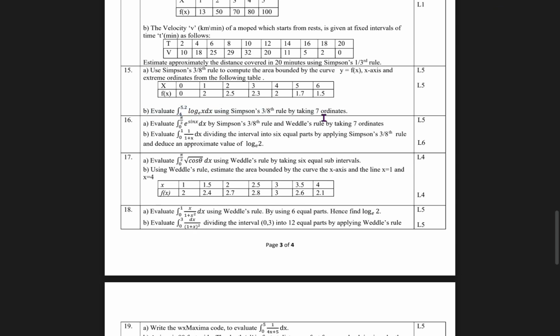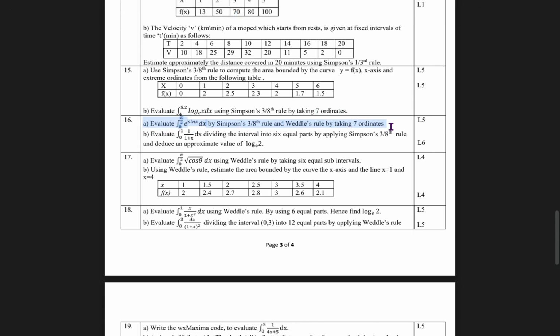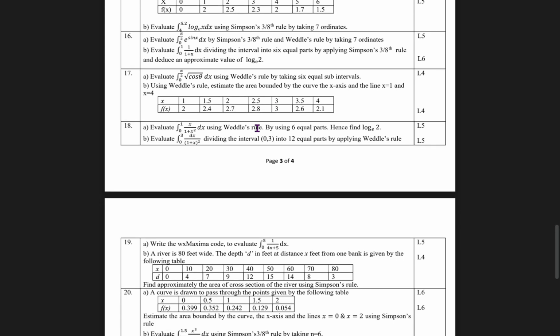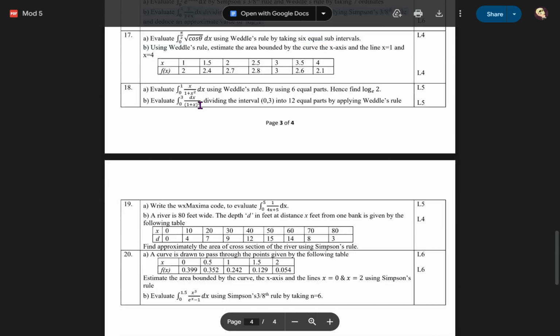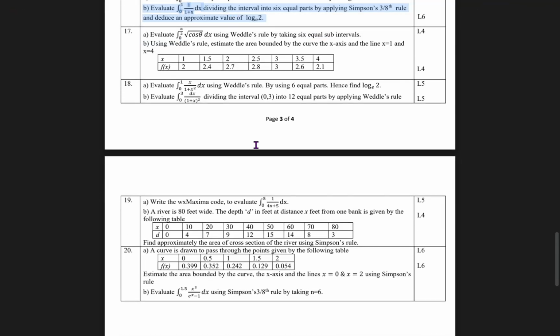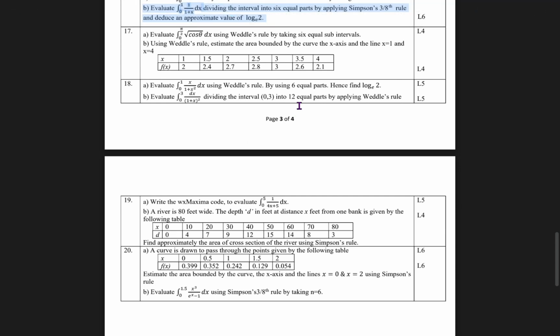7 ordinates. Now 16th, this is also the same way, but they have taken Weddle's rule. 16b, 6 equal parts, applying Simpson's. Like every question here is almost the same way. They have the same procedure. Your first step will be to find out n, second step will be to find out your value of h. H is given by b minus a by n, where b is upper limit and a is lower limit. And once you find out your h, you find out the table of x and y, and then you substitute it in your respective formulas as given in the question. That's it.